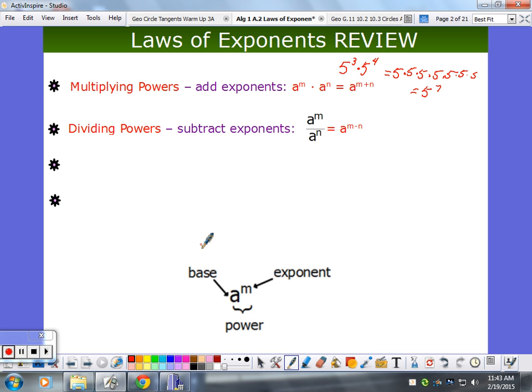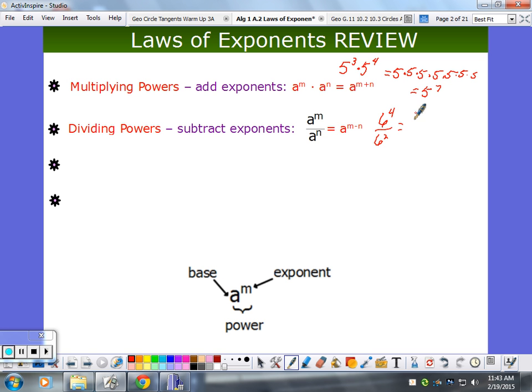Another rule that we have is when you divide powers. So you're going to subtract the exponents. So a to the m over a to the n, right, dividing, is a to the m minus n. But why is it subtracted? Let's do the same thing. Maybe this is 6 to the fourth over 6 to the second power, right?